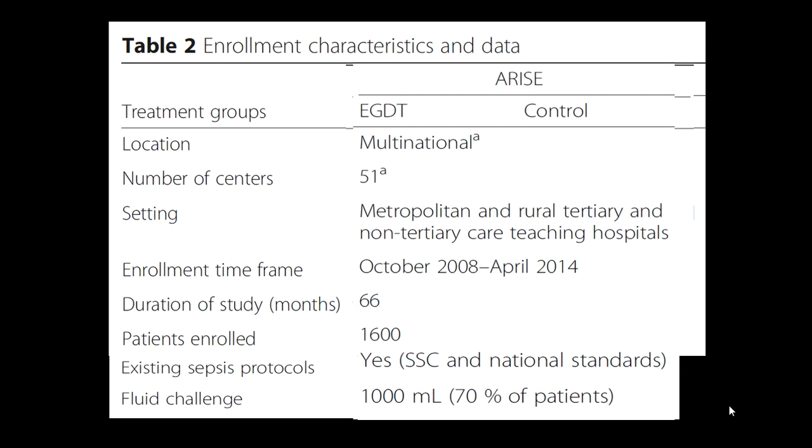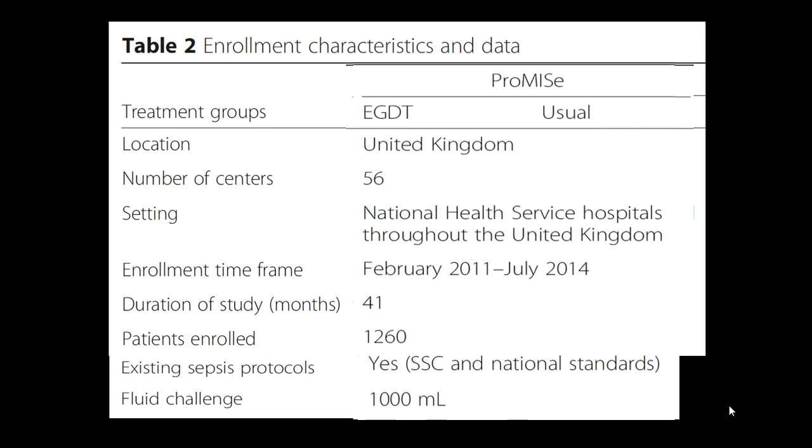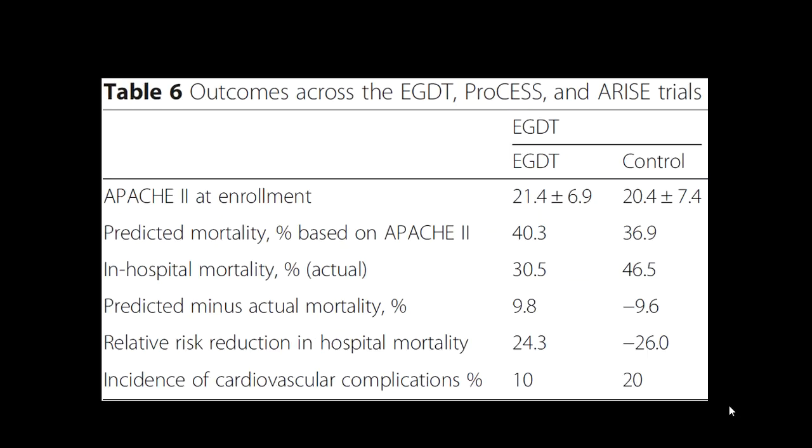In the arise protocol, again they compared early goal directed therapy versus control, with 51 centers, and it was a multinational trial. Again surviving sepsis protocols were enrolled here. And in the promise trial, this was a UK based trial, 56 centers were enrolled, 1200 patients were there, and again they looked at 1000 ml as a fluid challenge. So they more or less looked at the same concept, that what is the role of early goal directed therapy versus a standard care, even if you are not following any surviving sepsis protocol.